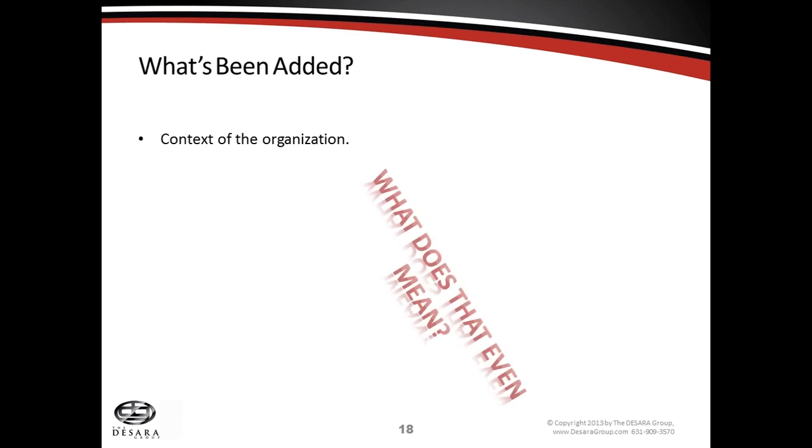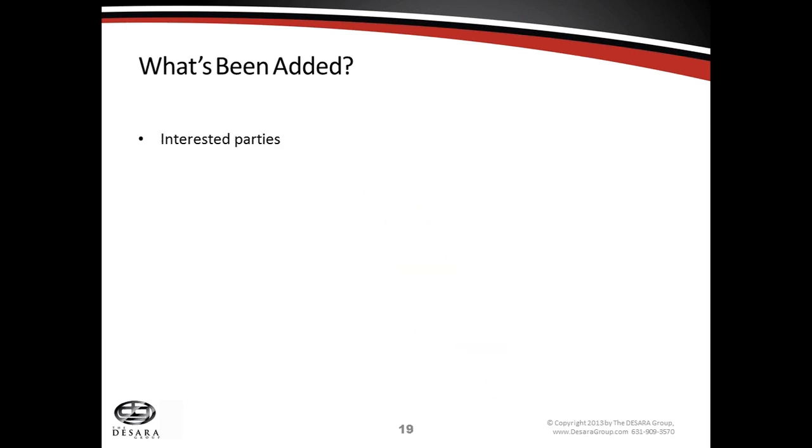Clause 4, context of the organization. What does that even mean? And I know some of you had a question about it when you signed up. There's new requirements in here. And 4.1 basically talks about understanding the organization and its context. They want you to look at the relevant internal and external issues that are affecting the quality management system. 9000 has some notes in it that refer to not just context, but business environment and organizational environment. So once again, they're expanding the quality management system a little bit.